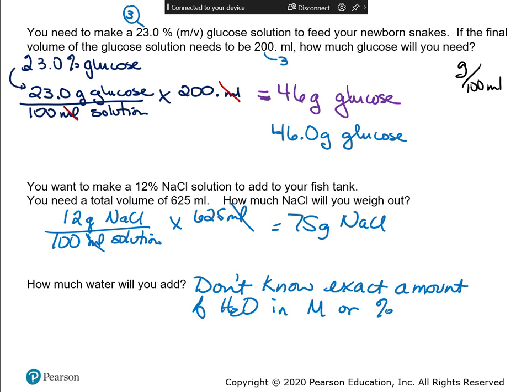Sodium chloride's a crystal. The water molecules surround the crystals and pull the sodium and chloride ions apart, so they take up less space than they would as a crystal. So there's really no way of knowing the exact amount. You just know you had enough water to make that volume.